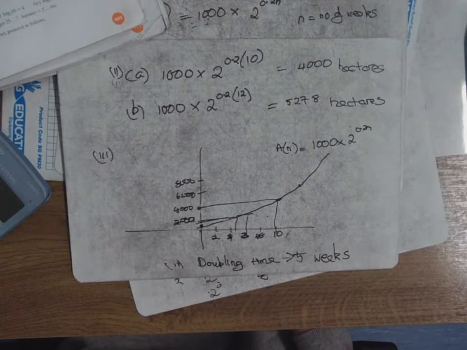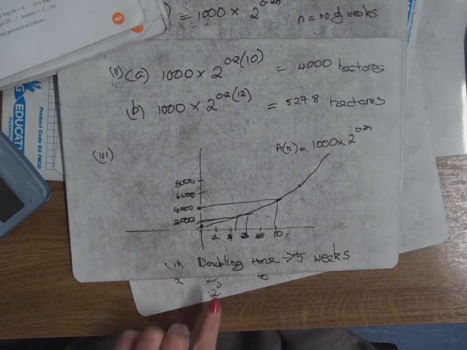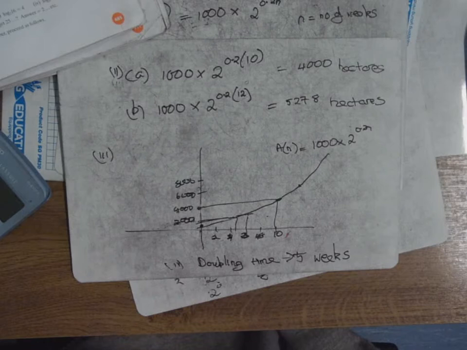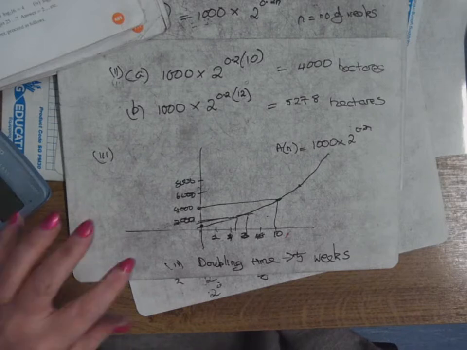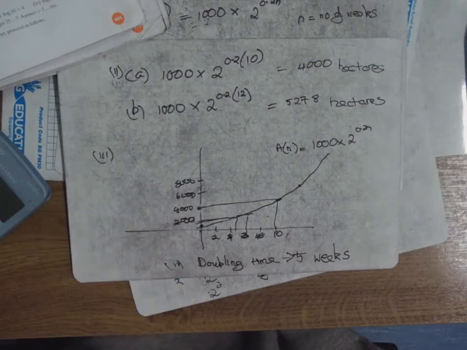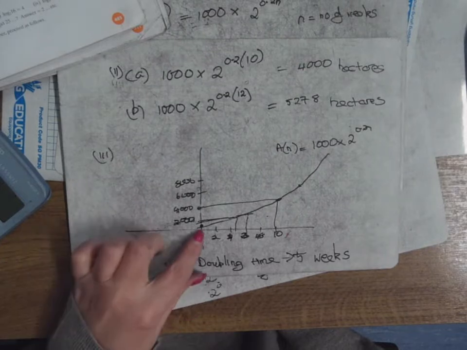How do you know you can double time? Sorry? How do you know you can just double? Because they asked for the doubling time. So that means how long before it doubled in area. Right, okay. So I did 1,000 and 2,000. Yeah, because it starts at 1,000.